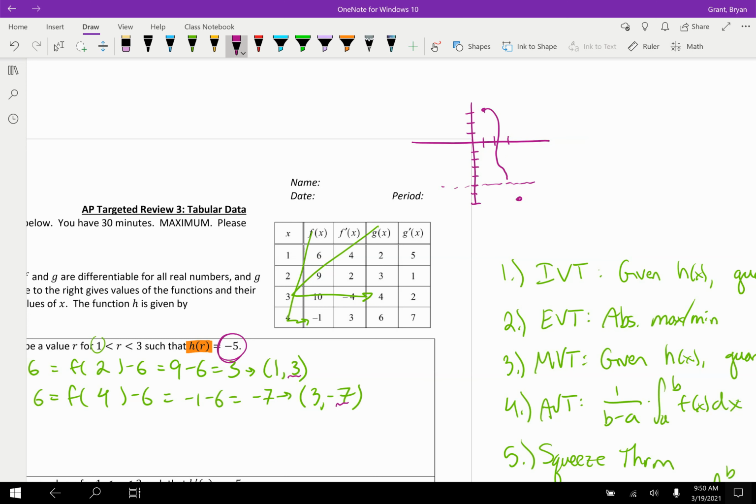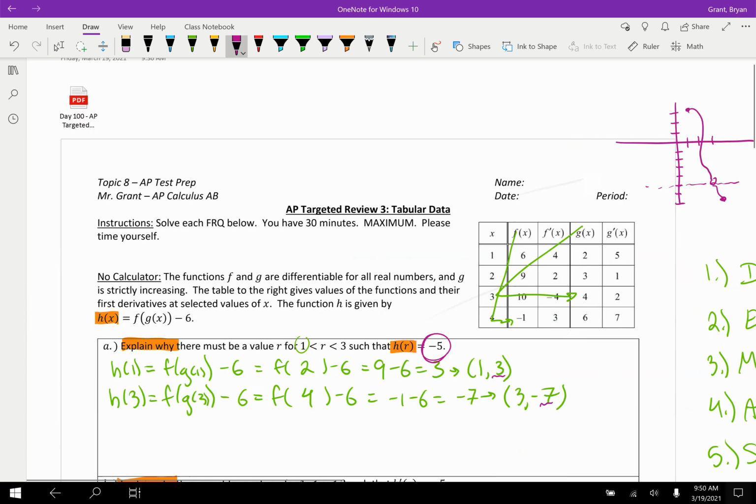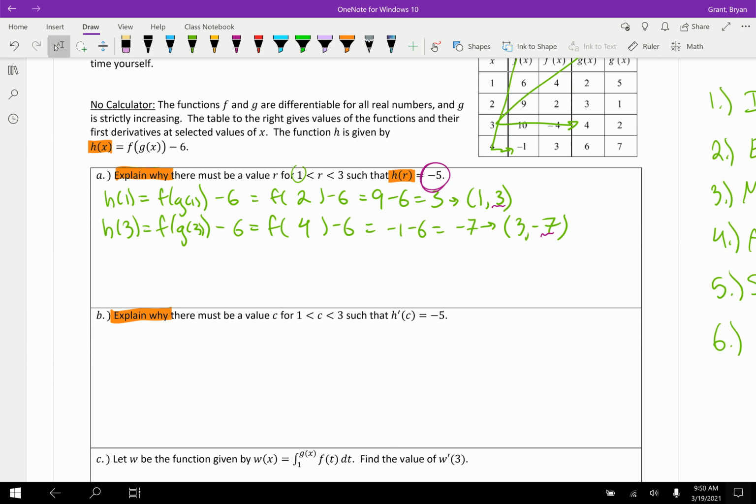Could it go down here? Could there be an open circle and then it finish off? Well, let's see if there could be an open circle. Functions f and g are differentiable, and notice that h is made up of differentiable functions minus a single value, and so we need to remember that f and g are differentiable, which means f and g are continuous, which means therefore h is also continuous.